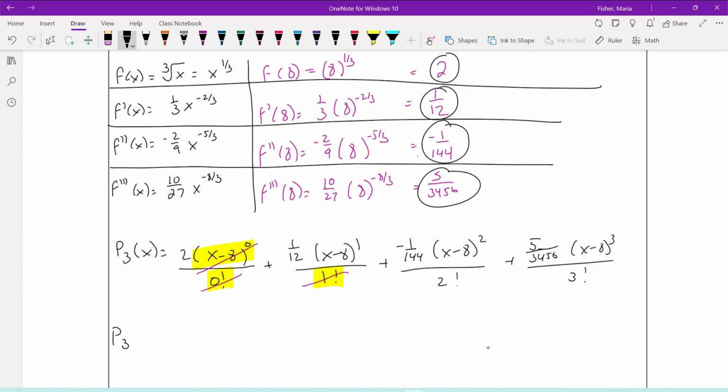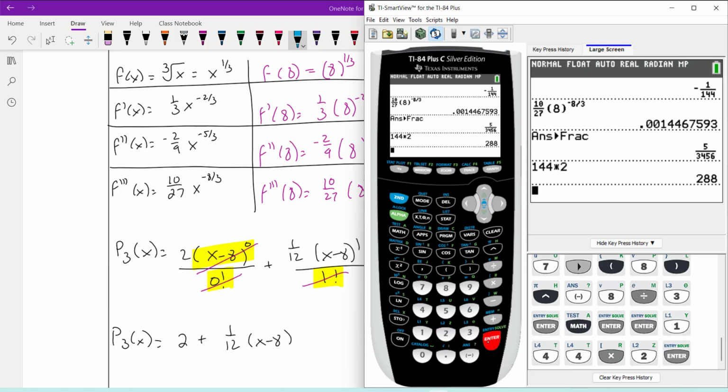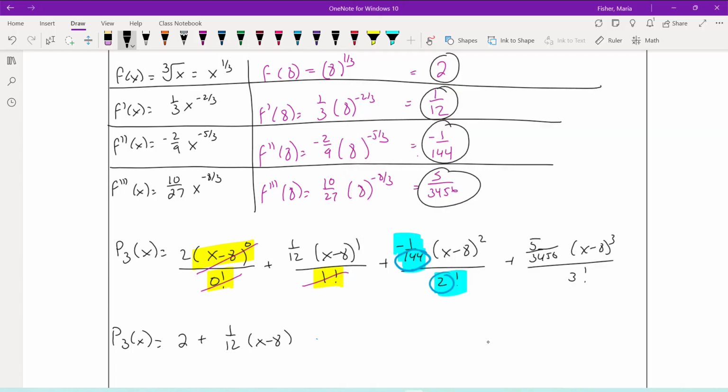So your third degree polynomial here is going to be 2, and then plus 1 over 12 times x minus 8. Here if I reduce negative 1 over 144 divided by 2 factorial, it might be easier just to multiply 144 times 2 because we know that 2 factorial is 2. Because if not, the fractions get a little more complex in the calculator and it can't always turn them back into a fraction. So our denominator is going to be 288. That becomes negative 1 over 288 times x minus 8 squared. Same thing here. It's going to get a bit complex, so just go ahead and multiply these bottom numbers.